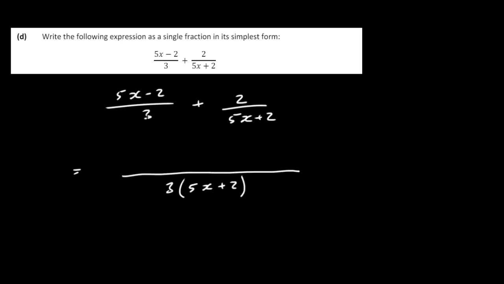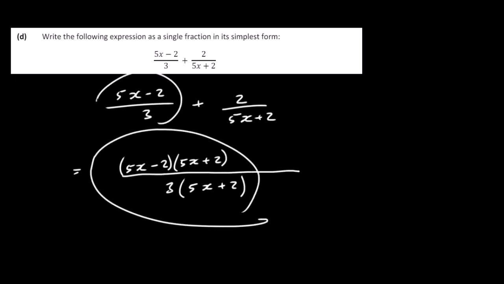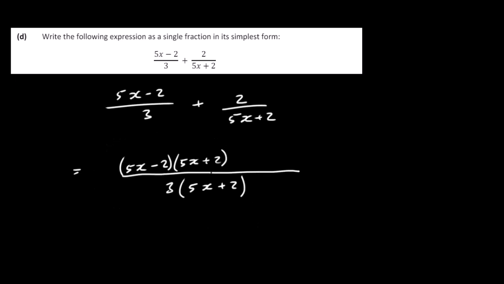So what you've got to do is say to yourself, what did I do to that 3 to turn it into this down here? Well, I just multiplied it by 5x plus 2. So you've got to multiply the top by 5x plus 2. I mean, that fraction there is exactly the same as this fraction here. Why? Because you can cancel that with that and you're just left with this fraction up here. Okay, so let's continue on then.